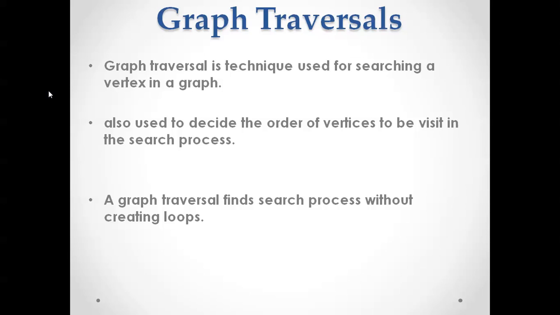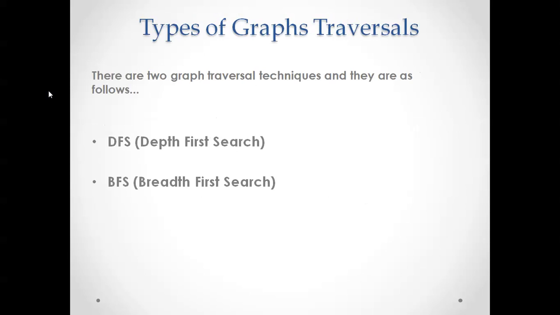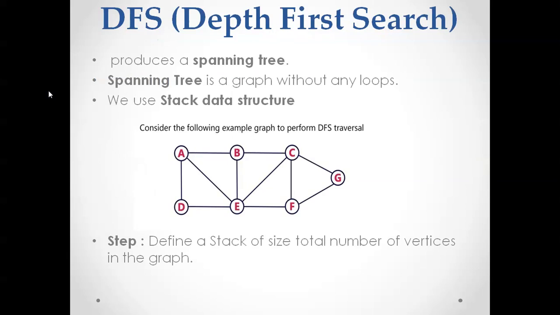So the aim of graph traversal is that whatever loops we have in the graph are going to be removed, which means we are going to make this graph a spanning tree. Here we have two types of graph traversals: depth first search and breadth first search. These are the two techniques we use in graph traversals. First we'll see DFS, nothing but depth first search.